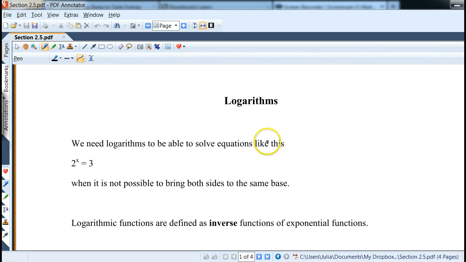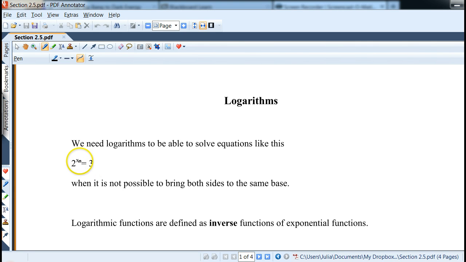In this section, we'll briefly talk about logarithms just to get an idea of what they are and what we can do with them for our problems. Well, first of all, logarithms are generally useful, let's say if we have an equation, and again we'll see some of them in applications. Like for example, 2 to the power of x equals 3. It's impossible to bring them to the same base. So how can we solve for x?